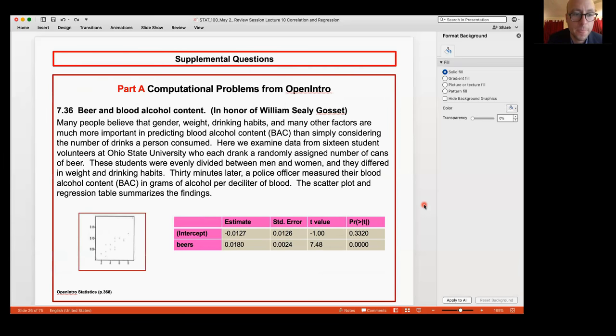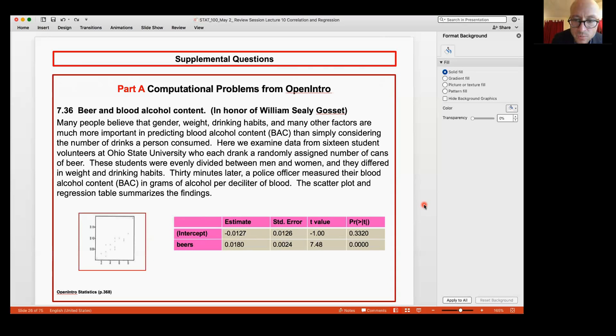Computational problems from OpenIntro. Beer and blood alcohol content. This is in honor of William Sealy Gosset. Many people believe that gender, weight, drinking habits, and many other factors are much more important in predicting blood alcohol content than simply considering the number of drinks a person consumed. Here we examine data from 16 students at Ohio State University who each drank a randomly assigned number of cans of beer. These students were evenly divided between men and women, and they differed in weight and drinking habits. 30 minutes later, a police officer measured their blood alcohol content in grams of alcohol per deciliter of blood. The scatter plot and regression table summarize the findings. This is on page 368 of the OpenIntro stats book.